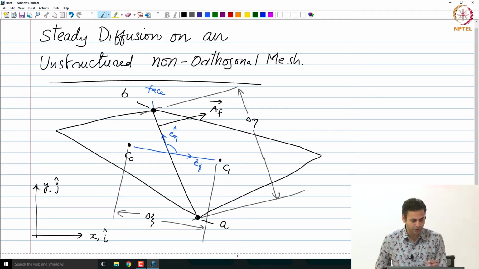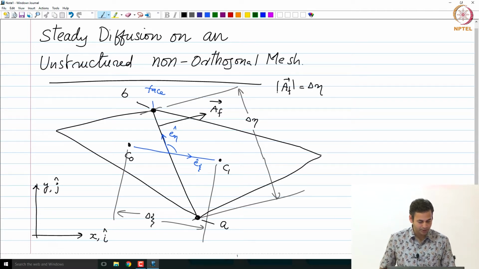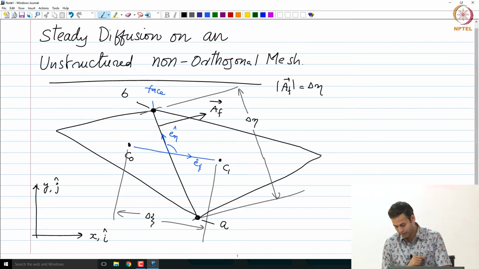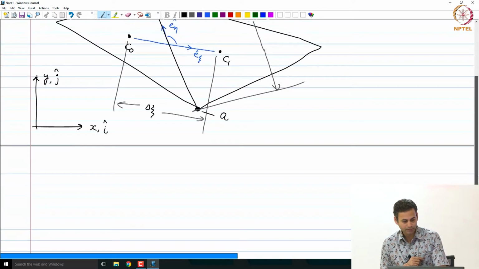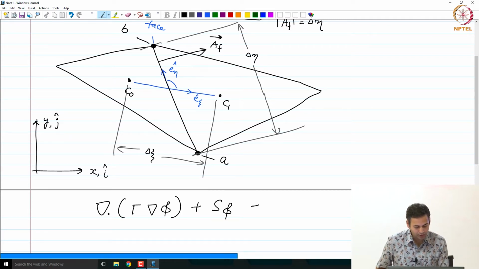So of course the magnitude of AF bar equals delta eta, and the distance between C0 and C1 is delta xi. Fine. All right. Let's move on. Then let's try to integrate our steady diffusion equation on this particular cell. If I were to write it here, this is basically del dot gamma grad phi plus S phi equals 0. That is our steady diffusion equation.